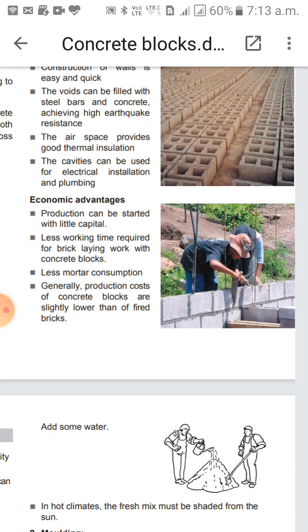And what is the economic advantage? The production can be started with little capital. So if you are thinking of becoming an entrepreneur after the end of BE, you can start a hollow block production unit. Very little capital is needed, and very little working time.